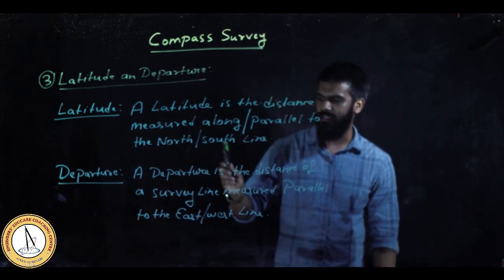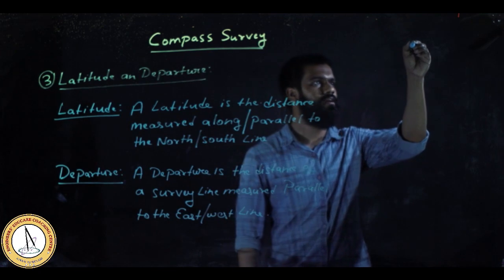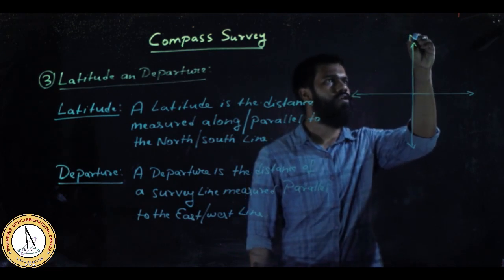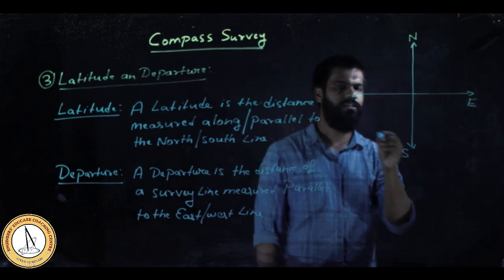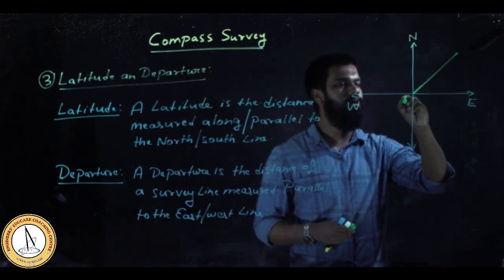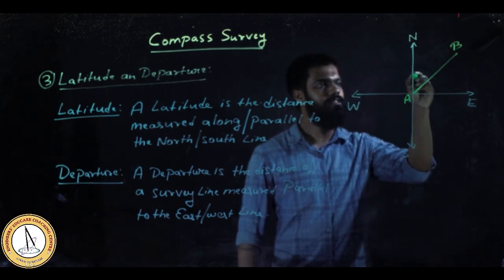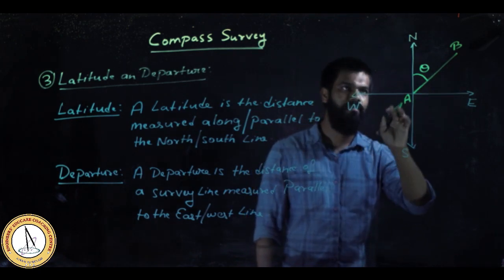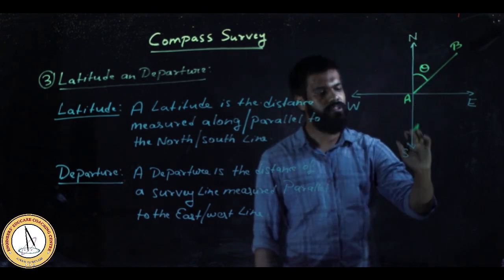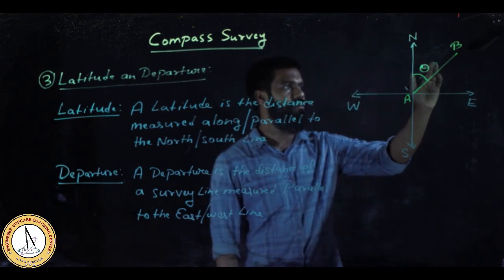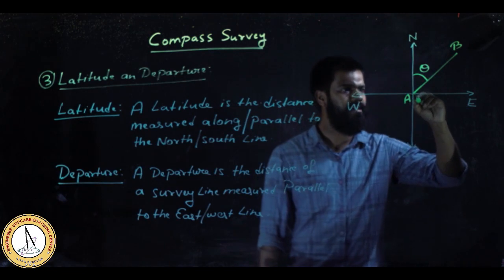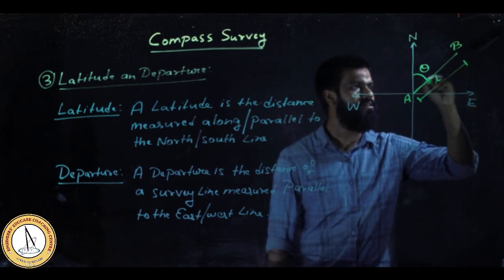Now let us try to understand what this definition actually means. So for that, I'll draw a quadrant. So let's say this is my quadrant. This is north, this is south, this is east, and this is west. Now let me consider a survey line A and B, and let's say this is the angle theta which the survey line makes with the north-south axis. Now I have already told you that in compass survey, we mainly take the north-south axis as the meridian, that is your reference. So this theta is the bearing, north-south is my reference meridian, and AB is the survey line. Now let's say the length of this survey line AB is L.